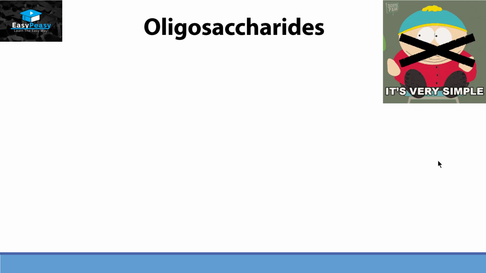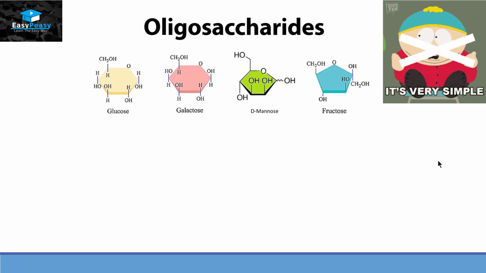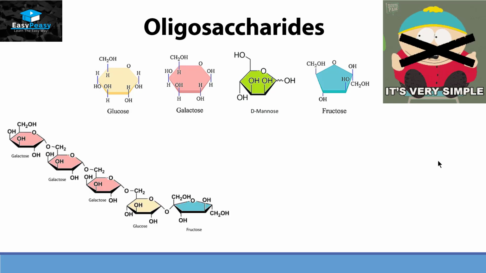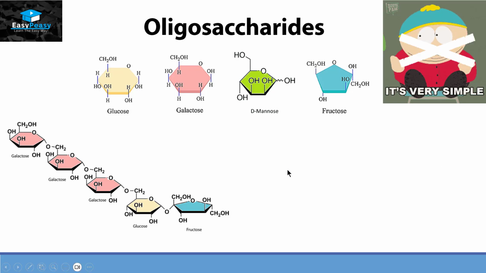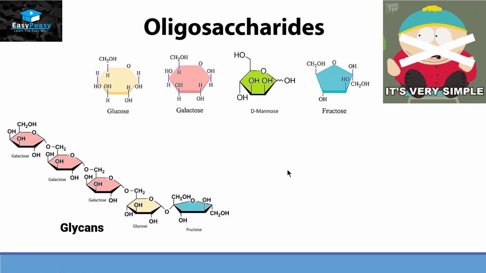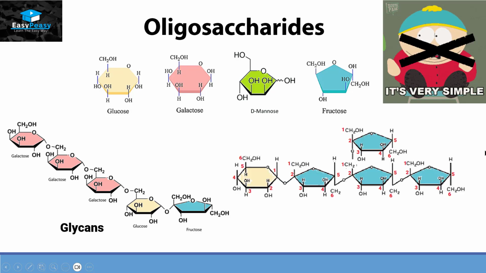But that's not the case, because the properties of oligosaccharides depend on what type of monosaccharides are present in them. If we have an oligosaccharide in which we have repetitive units of any monosaccharide other than fructose, then that type of oligosaccharide will be called glycans. But if we have a compound in which we have a repetitive unit of fructose in it, like this, then that compound will be called fructans.